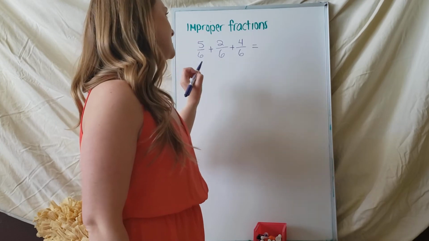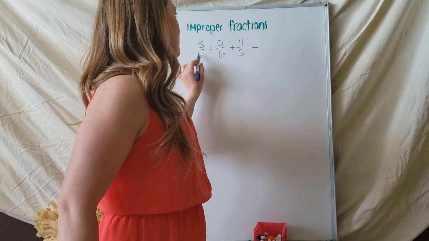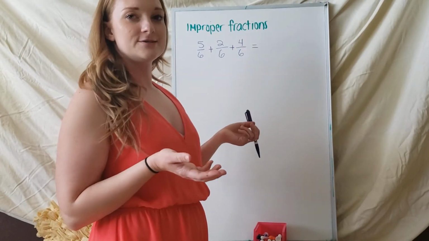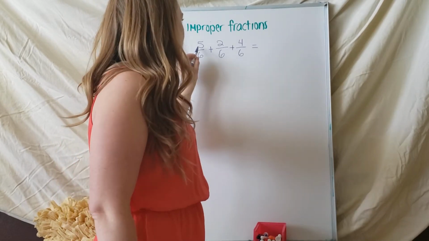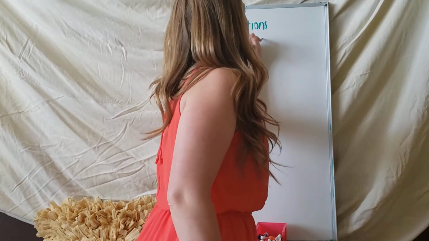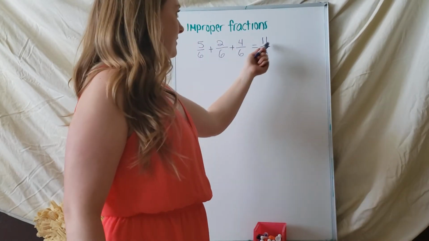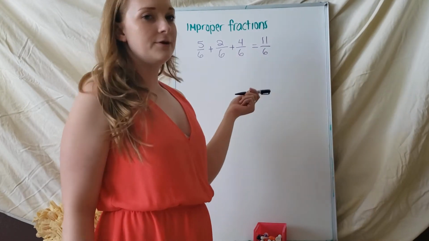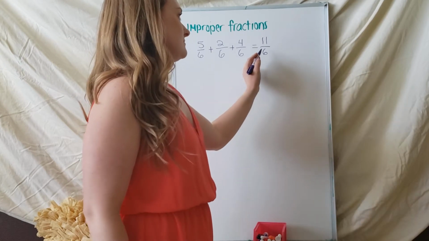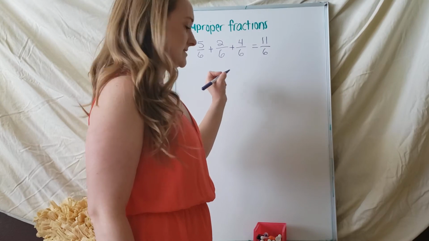I have 5/6 plus 2/6 plus 4/6. So these all have the same denominator, so I know that I can just add the numerators together to get the answer. 5 plus 2 is 7, plus 4 is 11. So I have 11/6. In this fraction, the top number, the numerator, is actually greater than the denominator. I know that 6 out of 6 is 1 whole, but 11 is greater than 6.